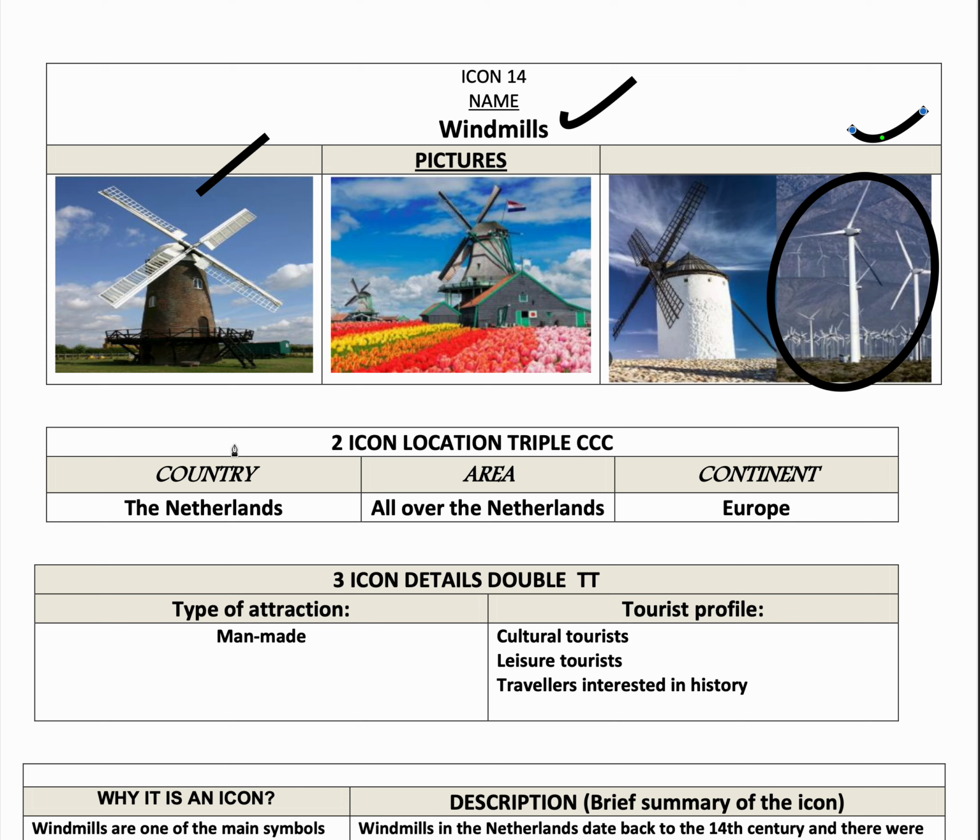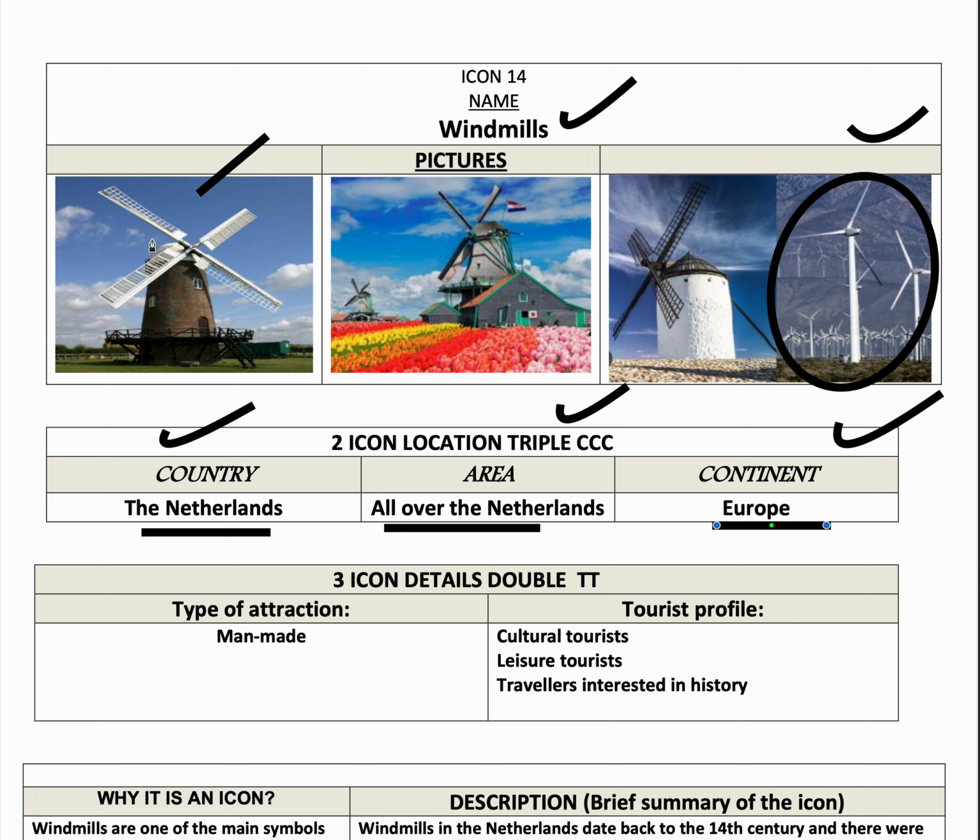Okay, so the location of the windmills that we will be talking about in the icons: they are found in the country Netherlands, and in which area in the Netherlands? They are found all over the Netherlands. Where can we find the Netherlands, in which continent? We find it in Europe. So make sure that you understand that.